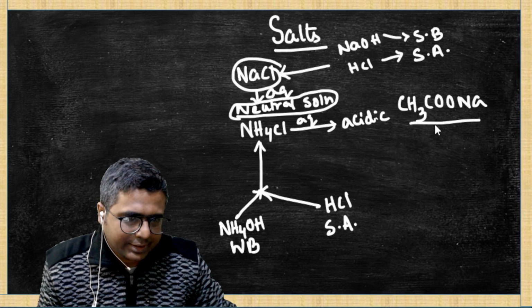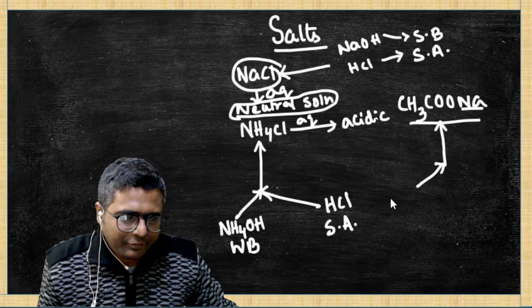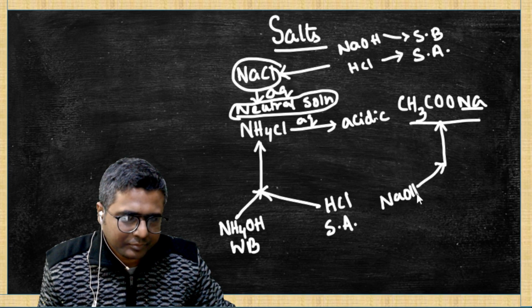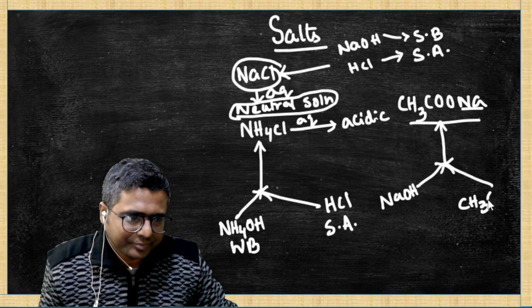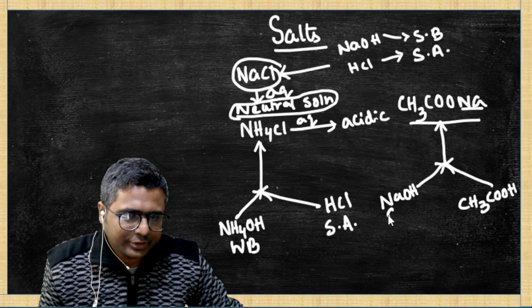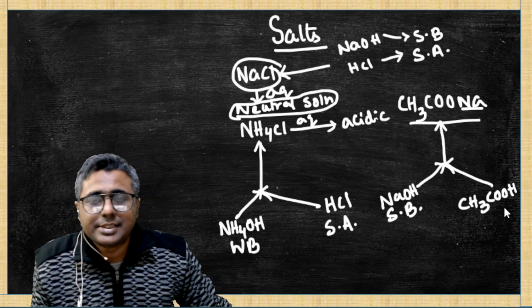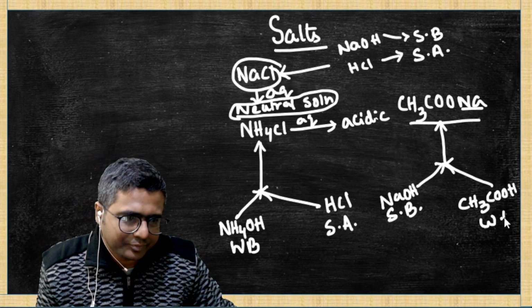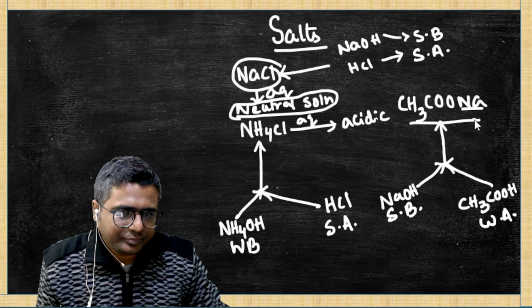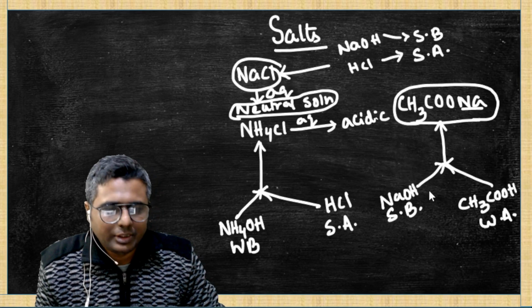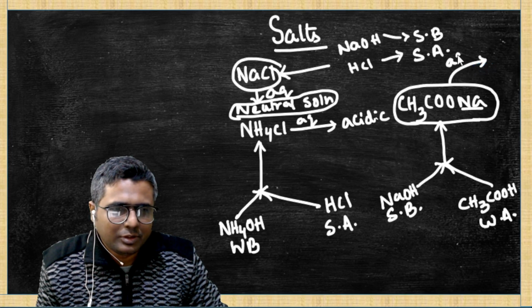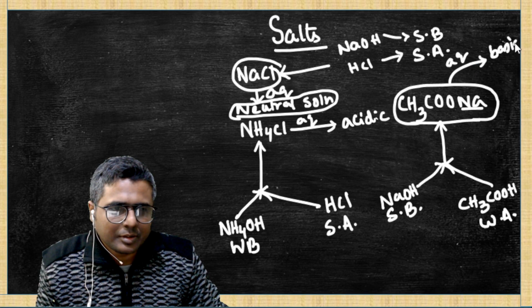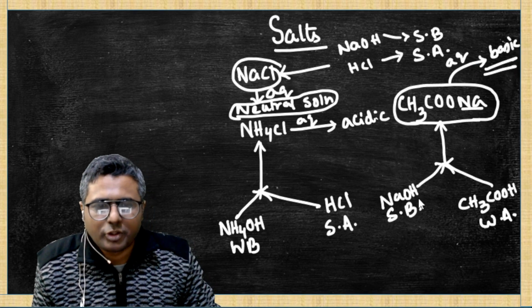On the other hand, CH3COONa: Na is coming from NaOH, and the CH3COO is coming from acetic acid. We all know that NaOH is a strong base and acetic acid is an organic acid, so it will be a weak acid. So ultimately in aqueous solution, this will be basic, because it is coming from a strong base.